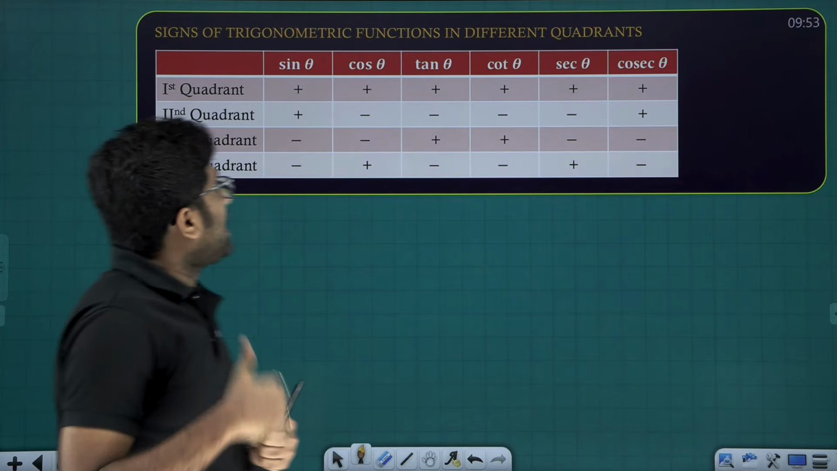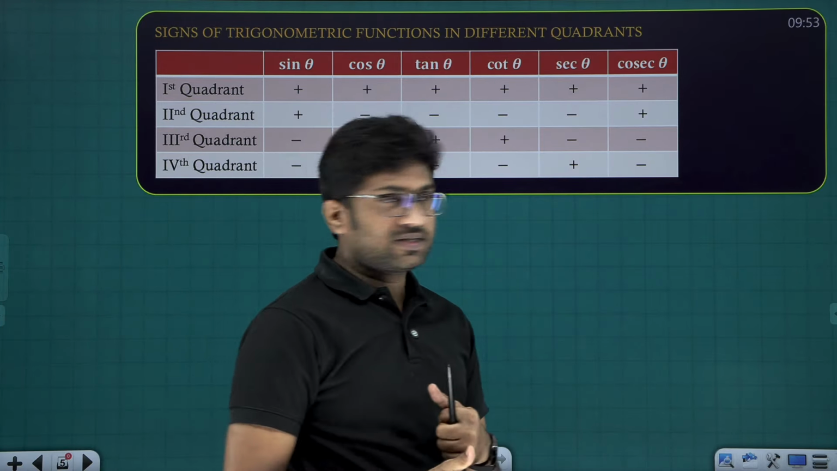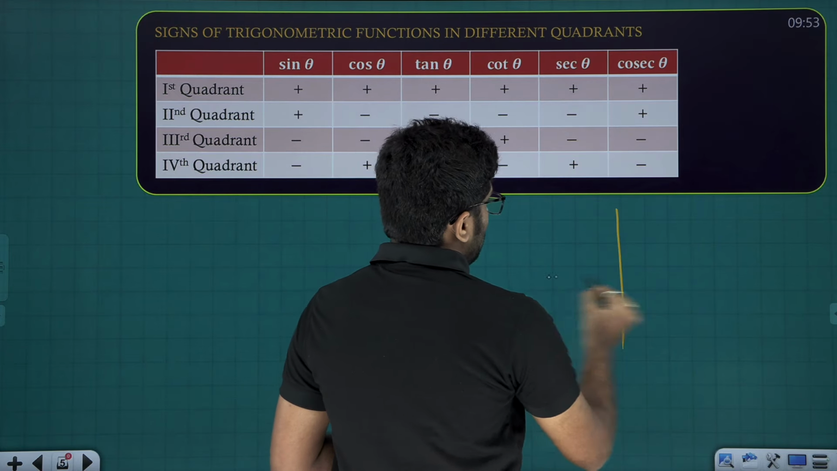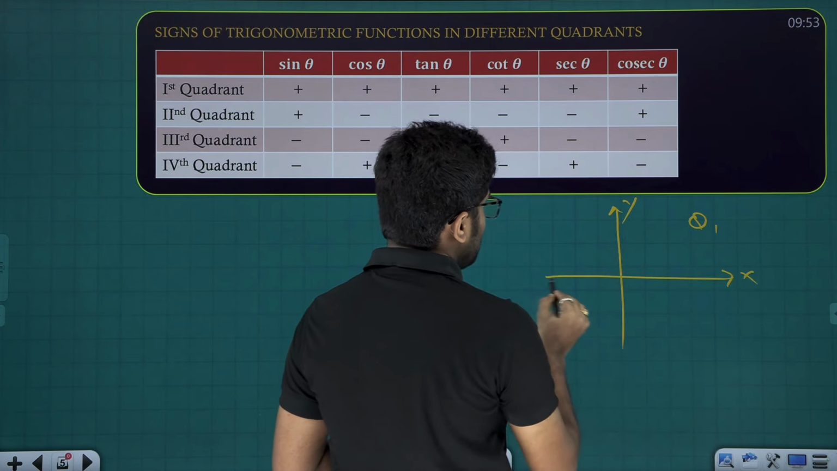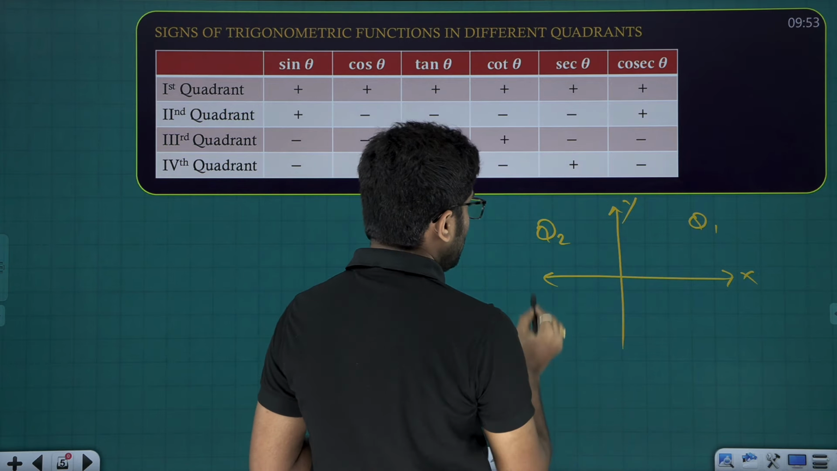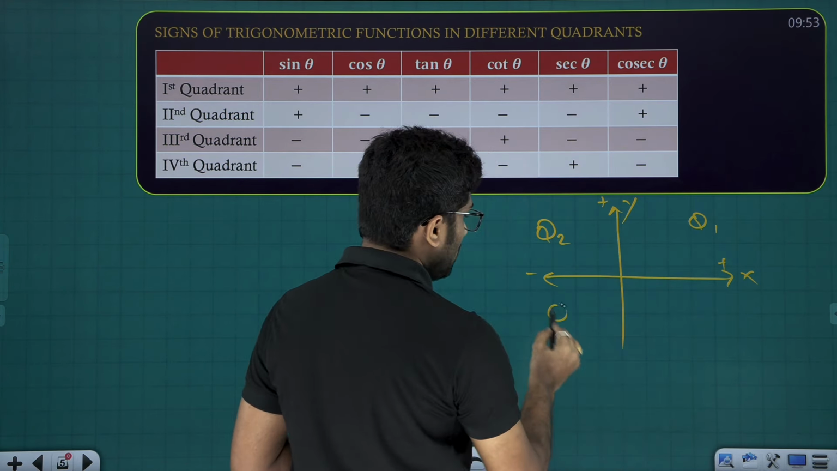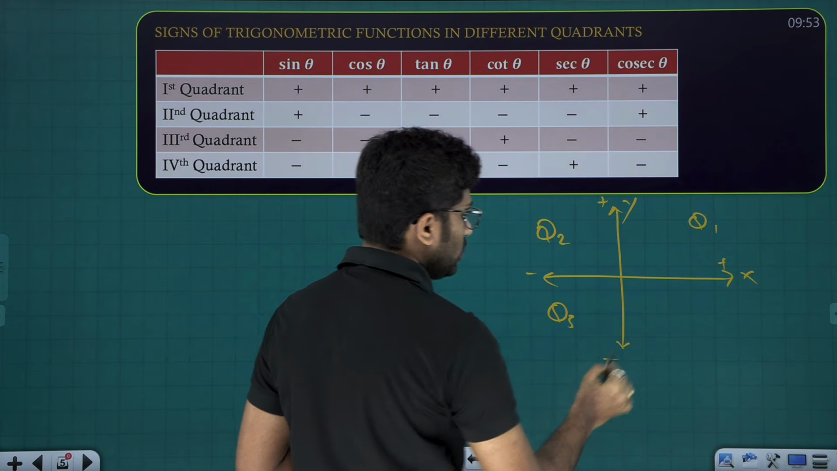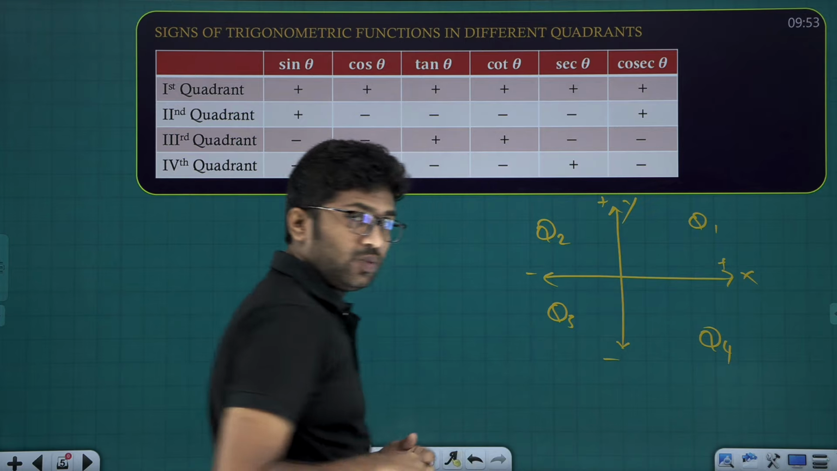Next, signs of trigonometric functions in different quadrants. You know we have 4 quadrants. Quadrant 1, which is bounded by positive x-axis and positive y-axis. Quadrant 2, negative x-axis and positive y-axis. Quadrant 3, negative x-axis and negative y-axis. Quadrant 4, positive x-axis and negative y-axis.